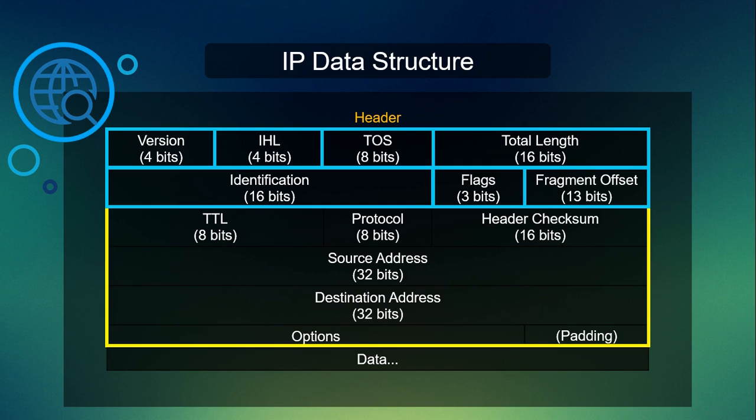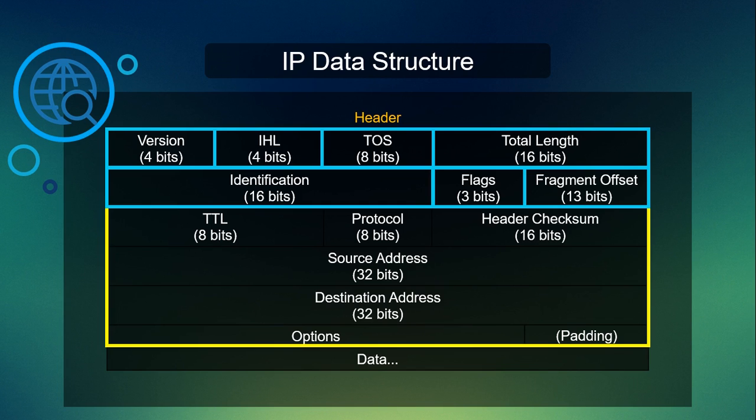Time to live is a value from 0 to 255, which indicates the number of hops that this packet is allowed to take before being discarded within the network. Every router that sees this packet will reduce the TTL value by 1. If it gets to 0, the packet will be discarded.